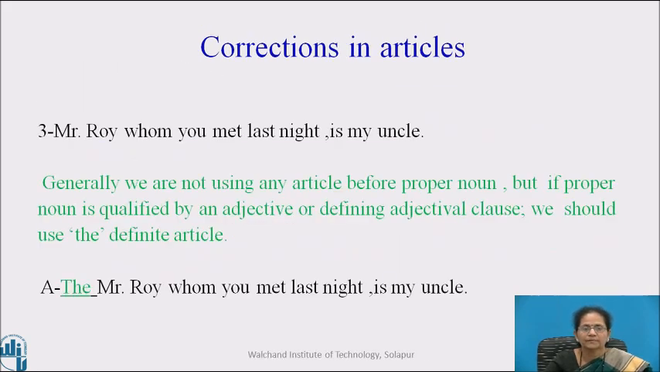See the next example. Mr. Roy, whom you met last night, is my uncle. Generally, we do not use any article before a proper noun. But if a proper noun is qualified by an adjective or a defining adjectival clause, we should use the definite article. So that's why: the Mr. Roy, whom you met last night, is my uncle. In this sentence, though Mr. Roy is a proper noun, it has become a definite person. That's why we have used the here.